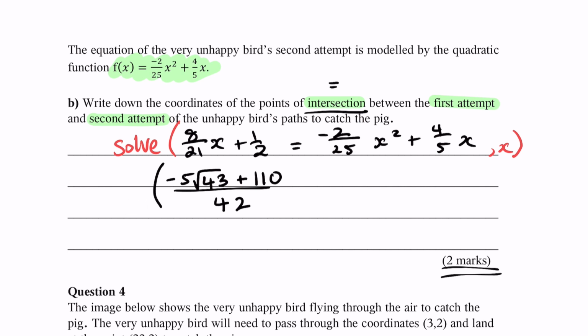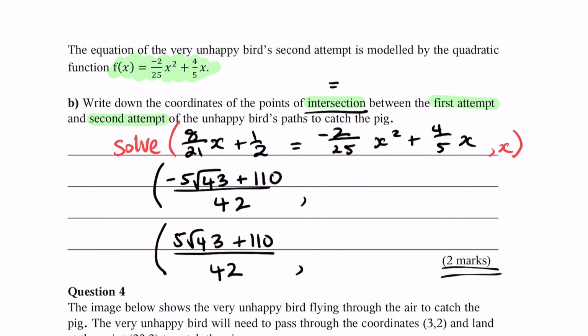I can just do that because I'm going to need to find the y value in a moment. And our second point of intersection, again expanding that in, is going to be plus 110 on 42. I think it looks pretty good. It just looks like a crazy answer though, but that's okay.